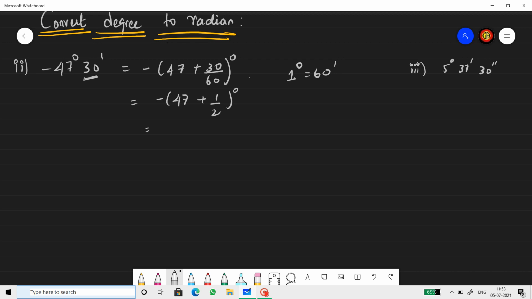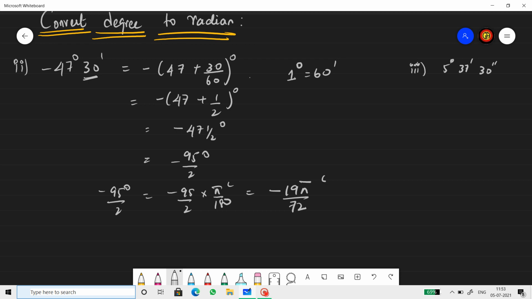Now this one, let me write it as a mixed fraction. I get minus 47 1 by 2 degree. Now let me write this as an improper fraction. So minus 95 by 2 degree. Now let me convert this whole degree into radian. So minus 95 by 2 is equal to minus 95 by 2 into pi by 180 radian. So with that we get minus 19 pi by 72 radian.